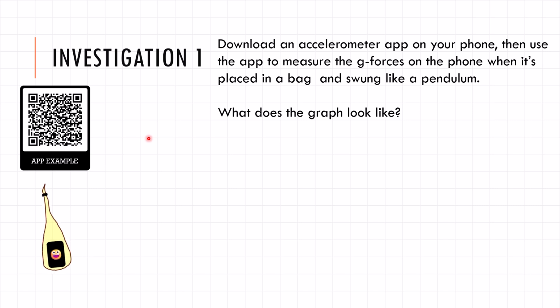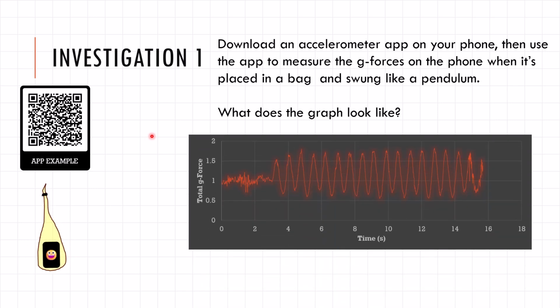Well, after I ran that experiment myself, this is the graph that was generated. So let's take a look at that. Over here, you can see that for the first 3 seconds, the graph is all sorts of weird, and I think that's because I was just trying to stuff it in the bag after I hit record. Then I started to actually swing it back and forth, and I tried to swing it back and forth in a really even way.